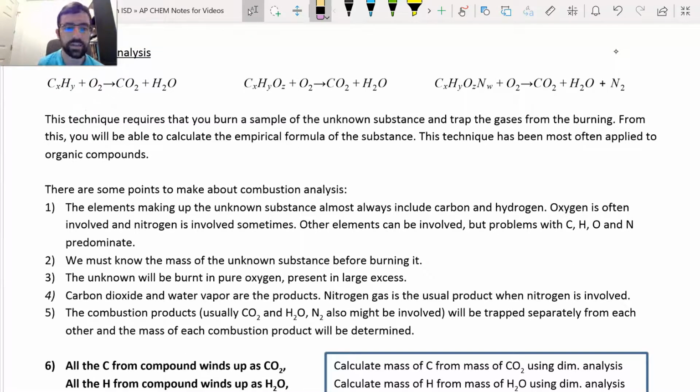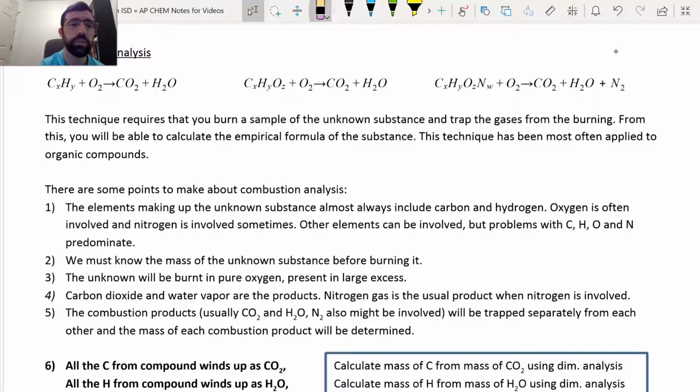Combustion analysis. Now this is something really similar. We did a problem that was like the first step in combustion analysis, but we're going to put it all together in this example. Combustion analysis is when you have a hydrocarbon, which is made of either carbon and hydrogen, carbon, hydrogen, and oxygen, or carbon, hydrogen, oxygen, nitrogen, or any combination of those elements. So it's hydrogen and carbon primarily, but sometimes there's some oxygen and nitrogen in it.